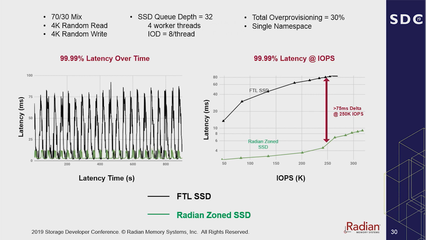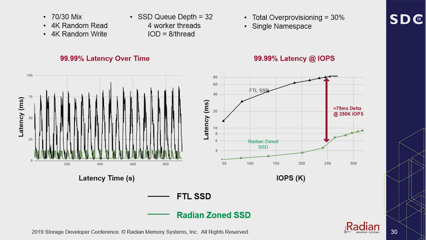So what you see here is the same total over-provisioning of 30% of raw capacity, presenting the same 3.23 terabytes of user capacity for each drive as we discussed. On the left is the 4.9 latency over a time domain of 1,000 seconds, using that 70-30 mix workload running at 275K IOPS.